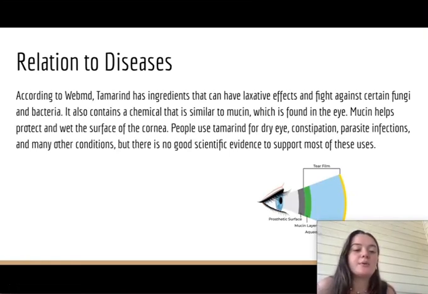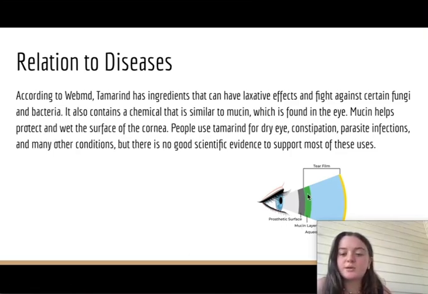Relation to disease. According to WebMD, tamarind has ingredients that can have laxative effects and fight against certain fungi and bacteria. It also contains a chemical that is similar to mucin, which is found in the eye. Mucin helps protect and wet the surface of the cornea. People use tamarind for dry eye, constipation, parasite infections, and many other conditions, but there is no good scientific evidence to support most of these uses. And down here in this picture, I put where the mucin layer is, which is the green right there.